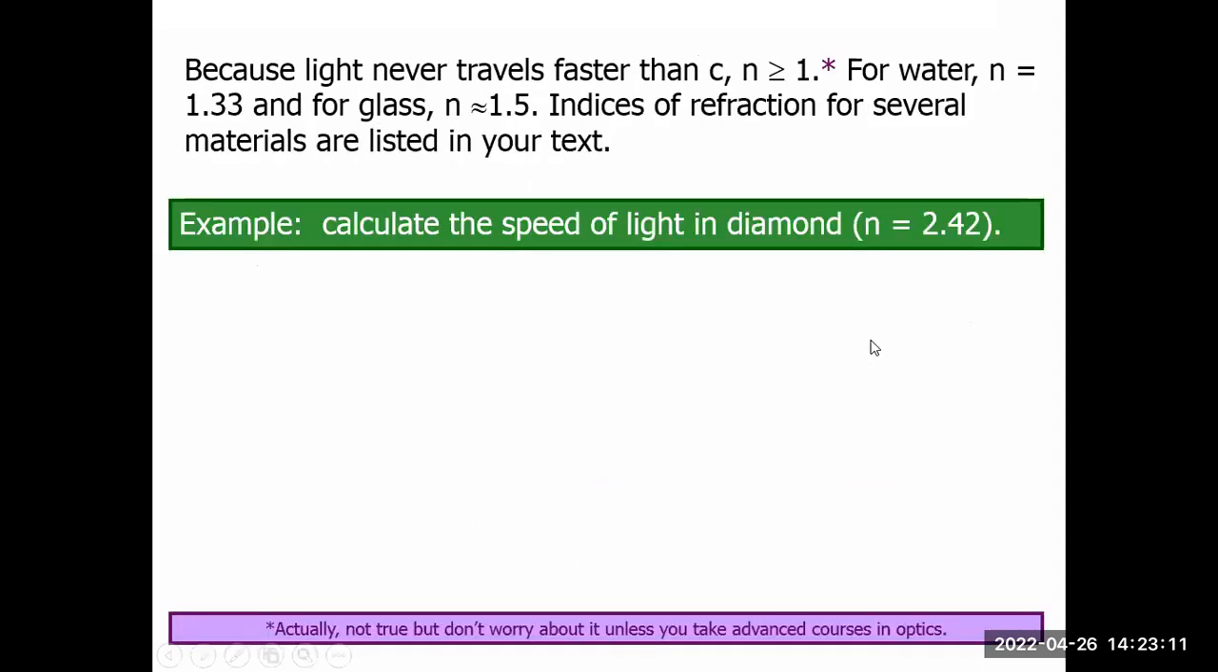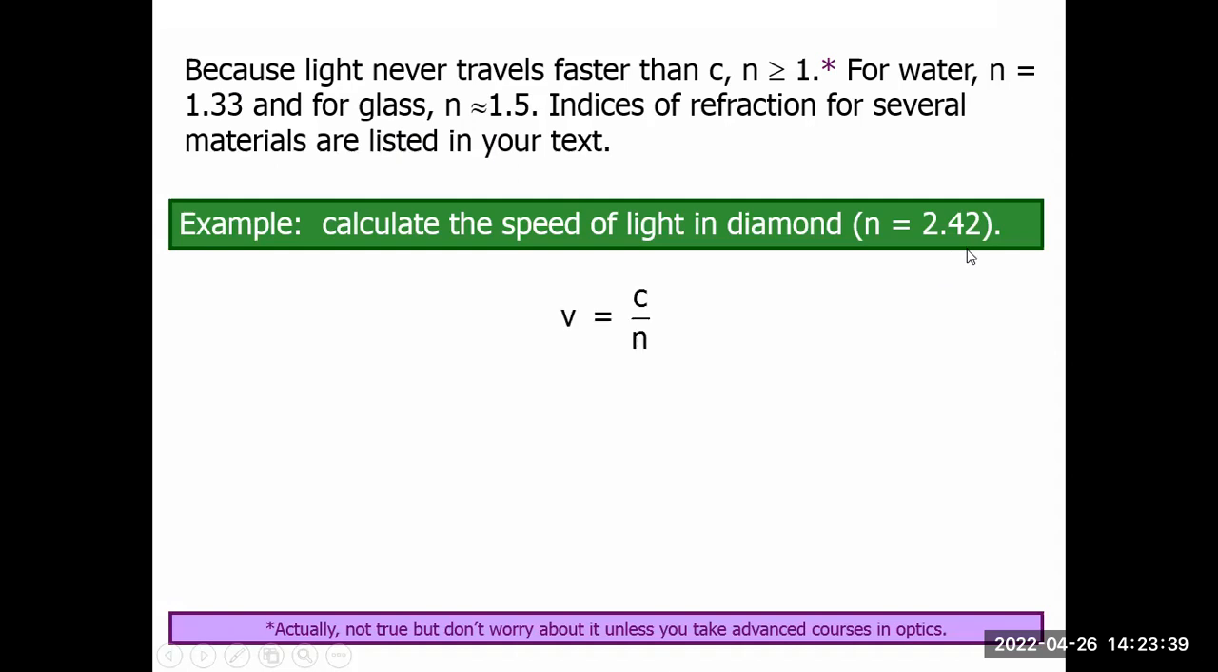Okay? Because light never travels faster than c, n is greater than or equal to 1. For water, n is equivalent to 1.33. And for glass, n is equivalent to 1.5. Indices of refraction for several materials are listed in your text. So for example, calculate the speed of light in diamond where n is 2.42.